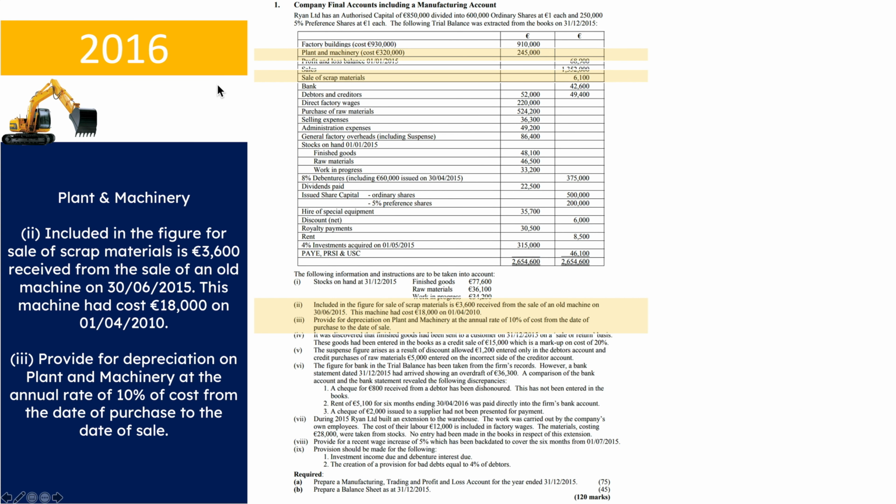Then looking at the 2016 one, again it came up under 2 different adjustments out of your 9 adjustments, but it's still just the one adjustment really. So number 2, including the figure for sale of scrap materials, is 3,600 received from the sale of an old machine on the 30th of the 6th 2015. This machine had cost 18,000 on the 1st of the 4th 2010. And then note 3, provide for depreciation on plant and machinery at the annual rate of 10% of cost from the date of purchase to the date of sale.